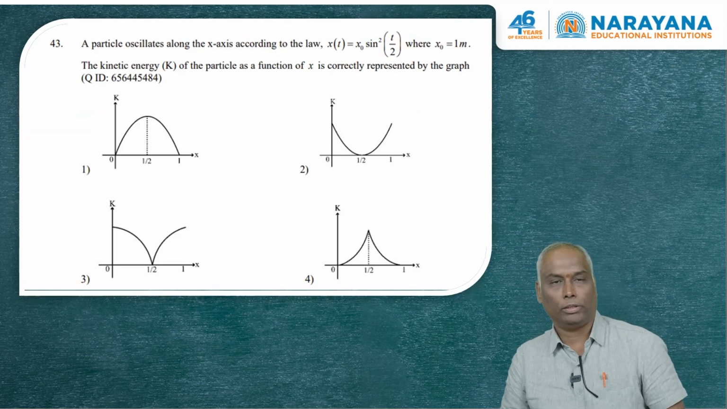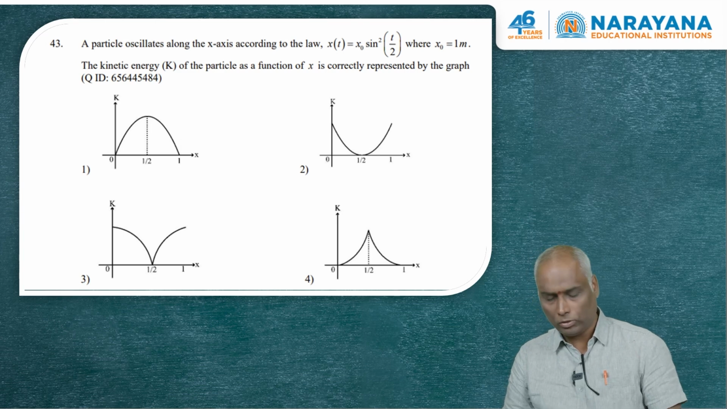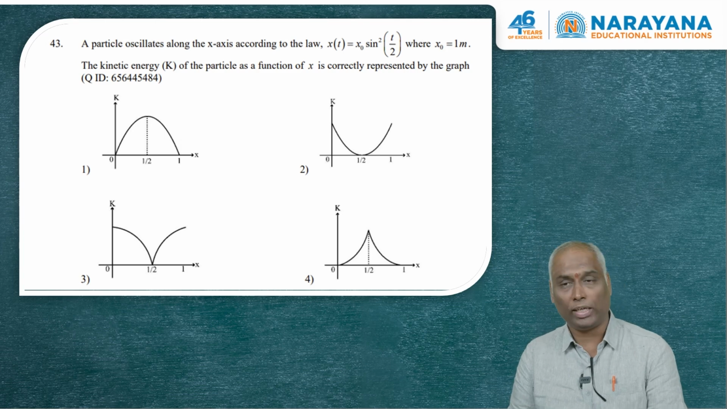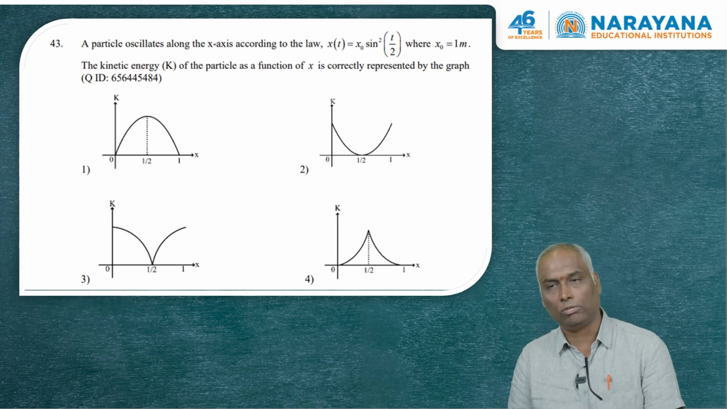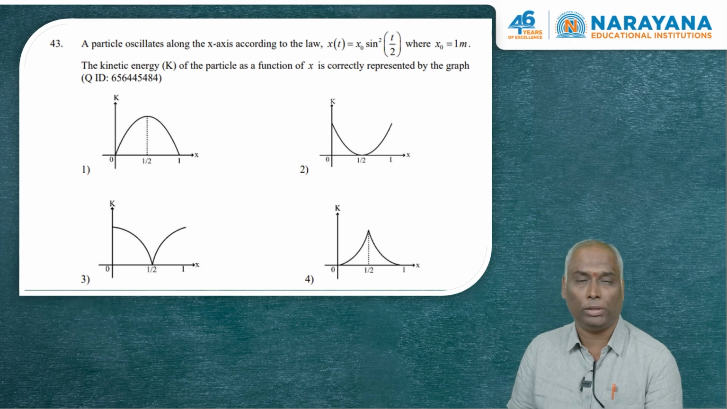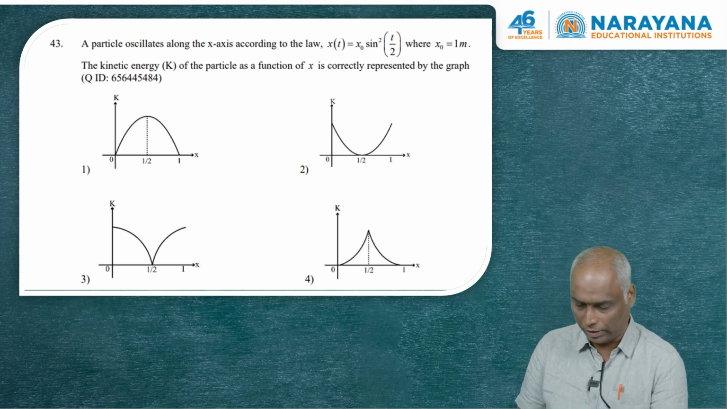Question number 43. A particle oscillates along the x-axis according to the law x as a function of time t equals x naught sine square t by 2, where x naught is equal to 1 meter. The kinetic energy K of the particle as a function of x is correctly represented by the graph. So x as a function of time is given, the value of x naught is given as 1. You are asked to find the graph relating kinetic energy and position x.